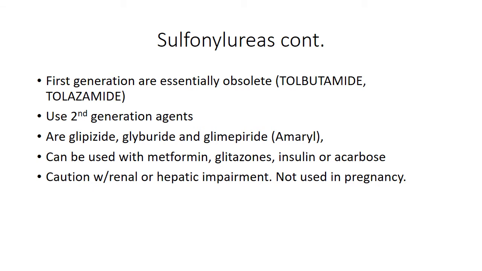There are two types of generation of sulfonylureas. First generation are not used nowadays. The drugs were tolbutamide and tolazamide. Nowadays we use second generation agents, and these are glipizide, glyburide, and glimepiride. These drugs may be used along with other antidiabetic drugs like metformin, glitazones, insulin, or acarbose.